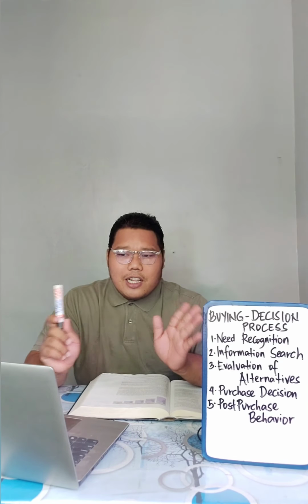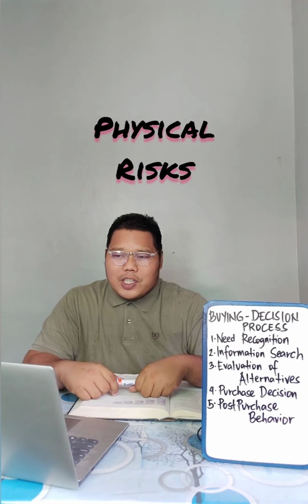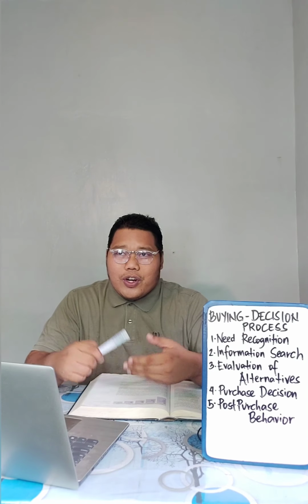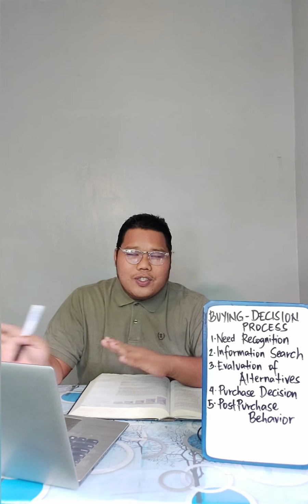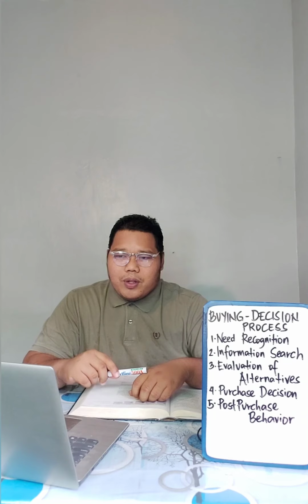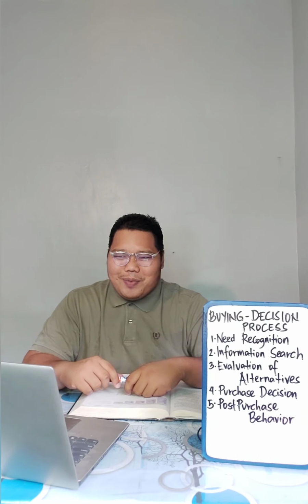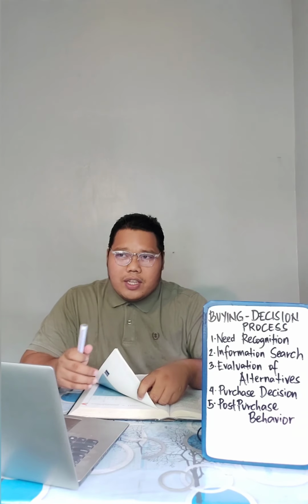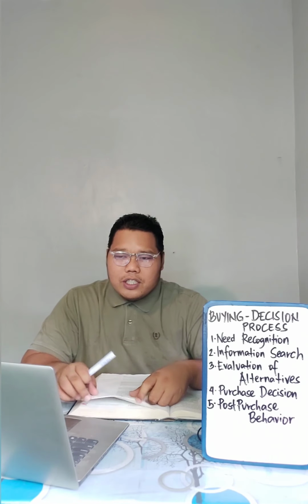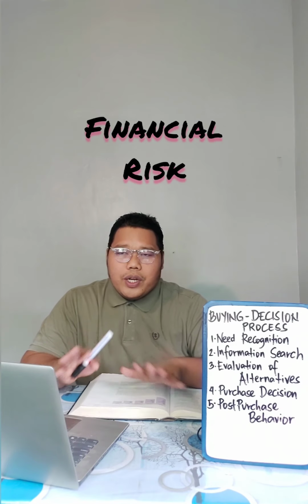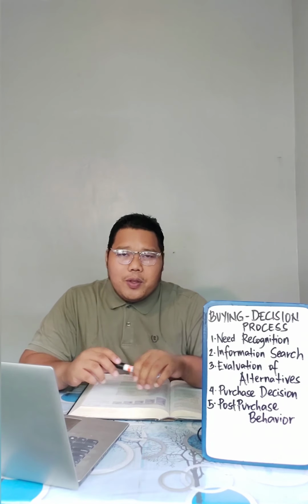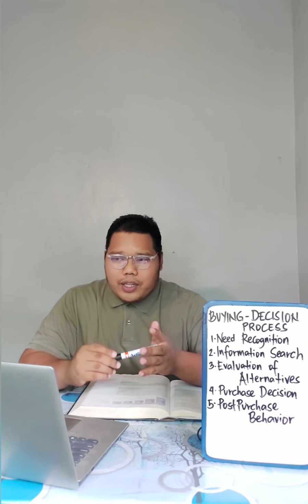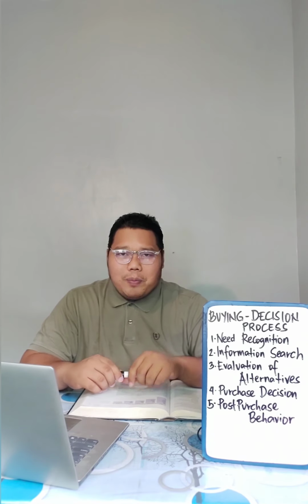Second one is physical risk. The product poses a threat to your physical well-being or health of the users or health of others. For example, you want to buy lechon, but it will not be good for your health. So that is physical risk. Third one, financial risk. The product is not worth the price paid. For example, you want to buy an iPhone 12, but you are afraid that it is not really worth the price that you are going to pay.